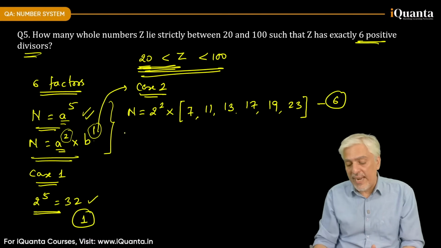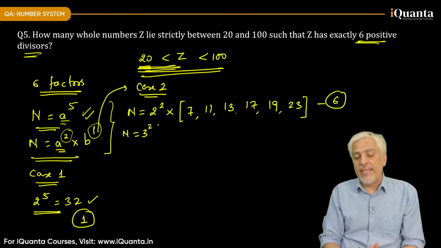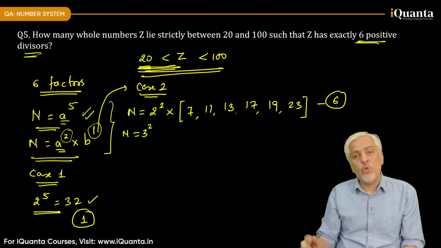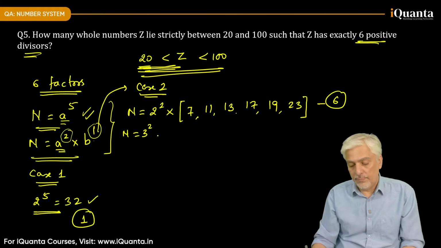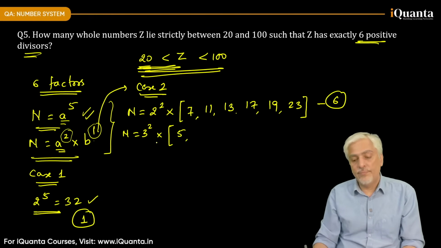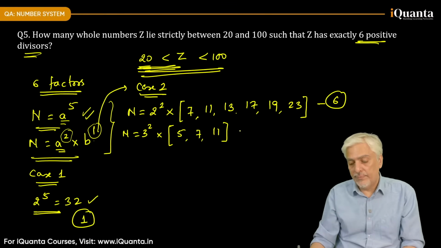Let's go ahead further. N can be 3 also. 3 square into 2: 9 twos are 18, not allowed. So obviously I can't take 3 again. So I can take 5. 9 fives are 45, allowed. 9 sevens are 63, allowed. 9 elevens are 99, allowed. So till 11 I can go. I can't go above that.